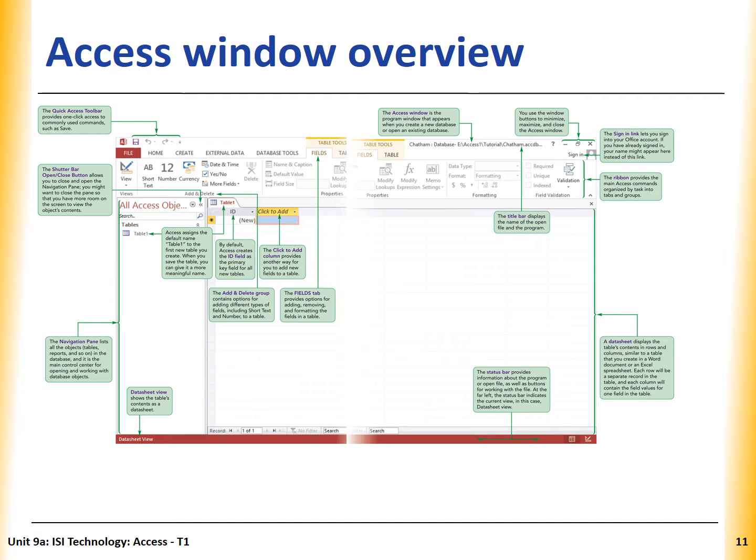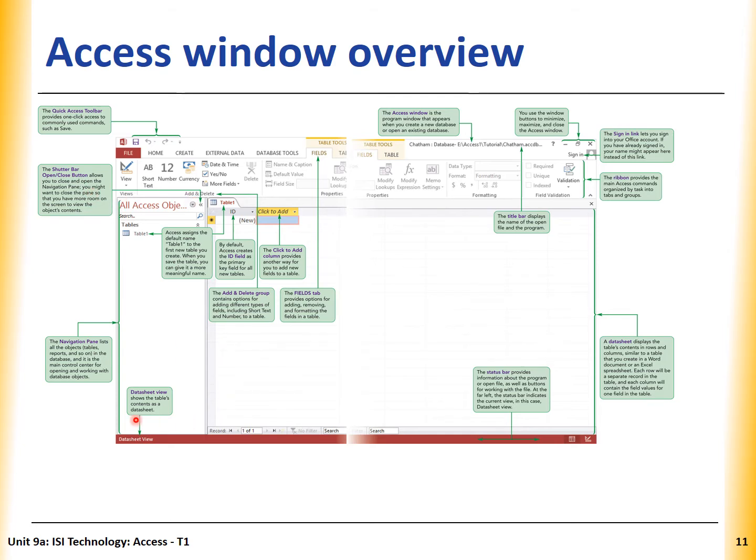Let's continue with the Access window overview. This is the first window that you're going to see after choosing blank desktop database. I'm going to go through them briefly, so pay attention. This one over here is called the Quick Access Toolbar. It has the save, undo, and redo. This one is called the Shutter Bar Open/Close button, which allows you to close and open the navigation pane.